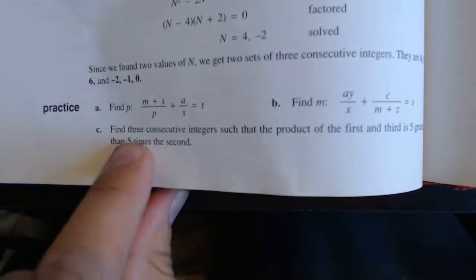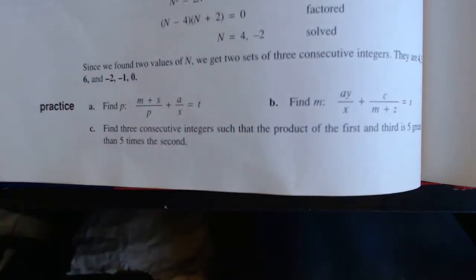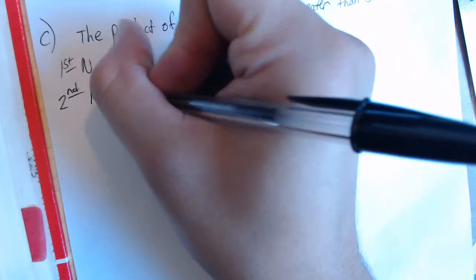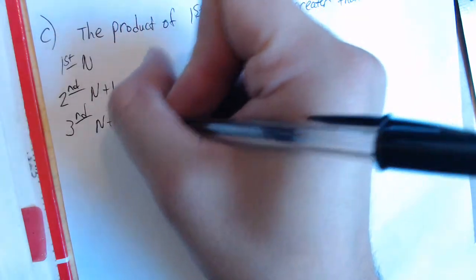So let's go to practice C. They tell us to find three consecutive integers such that the product of the first and the third is 5 greater than 5 times the second. So again, consecutive integers, the first one is always going to be n, and it always helps to write this on your paper so that way you don't get confused and you don't forget. The second one is going to be n plus 1, and the third one will be n plus 2.